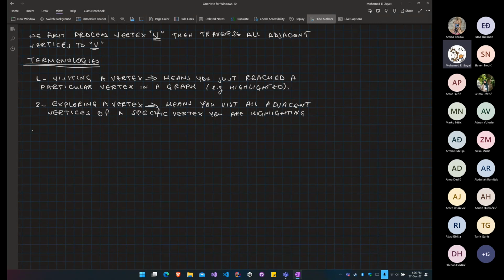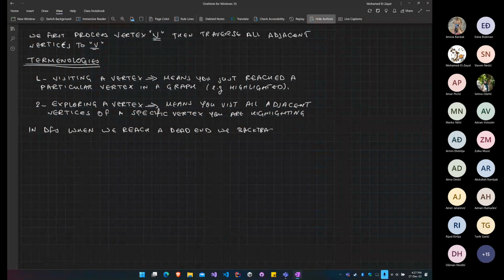Okay, so basically speaking, how DFS works. In DFS, when we reach a dead end, we backtrack to revisit other unexplored vertices. We backtrack and revisit.